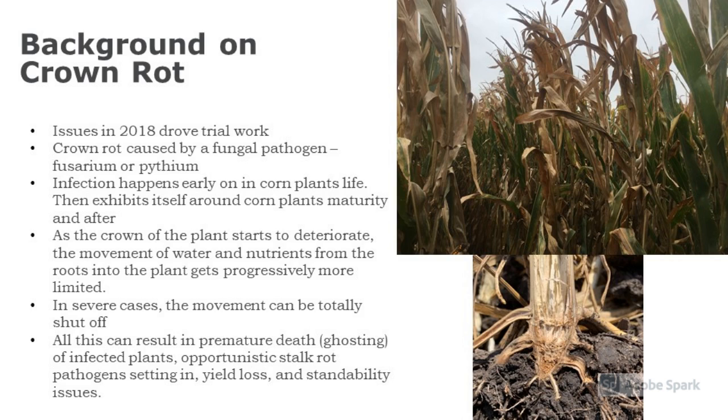If you look there in that picture on the lower right, you can imagine how tough it is for a plant to move water and nutrients up through the roots and into that plant when the crown of that plant is totally dead and the stalk has started to deteriorate as well. And in severe cases, the movement can totally be shut off. All of this can result in premature death, or ghosting as we refer to it, of infected plants, which is depicted there in the picture in the top right. Opportunistic stalk rots often set in after the plant is starting to deteriorate from crown rot, and then ultimately you have yield loss and standability issues.